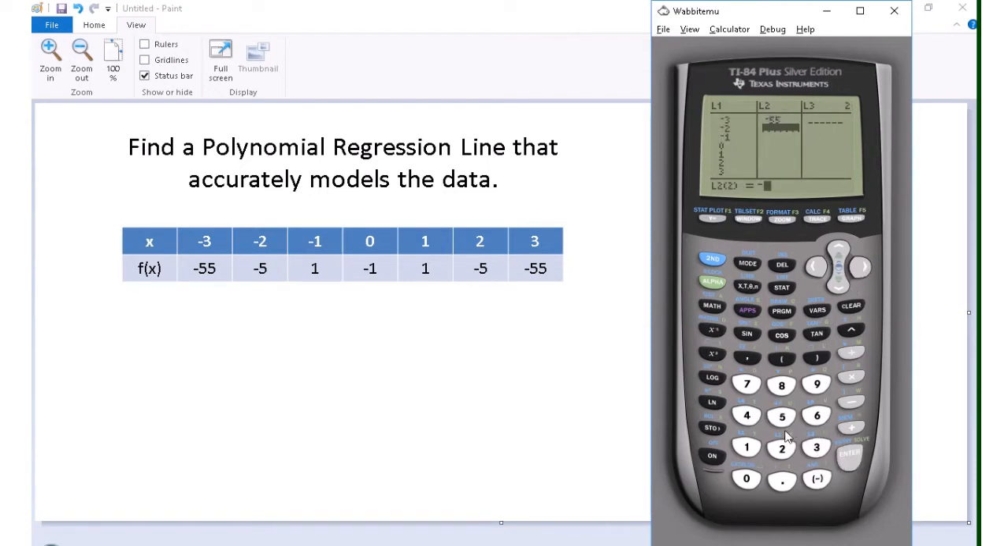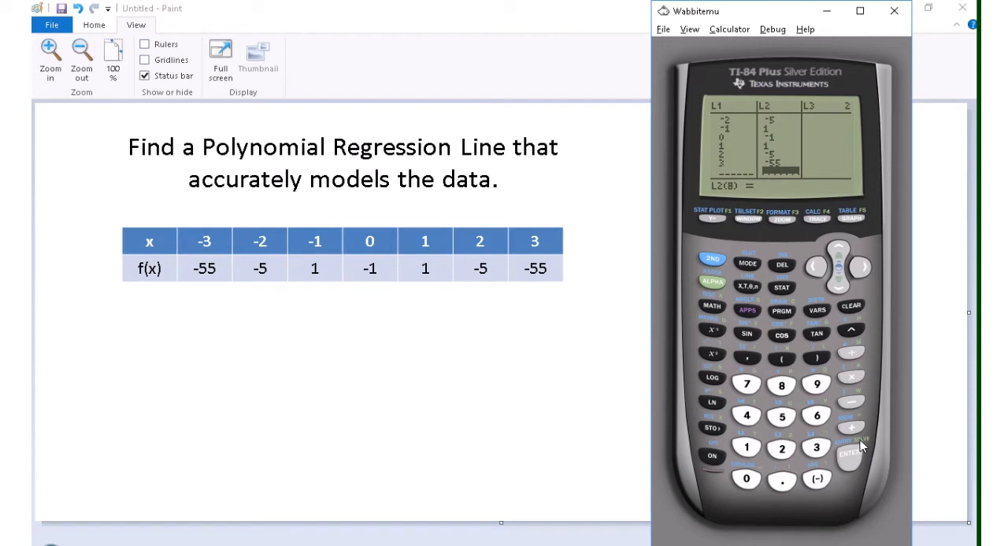Now if you look at this data, you should notice that this should be an even function just because, for example, when you have an input of -3, you have an output of -55. An input of +3 also has an output of -55. So just something to kind of notice about the function as we go.